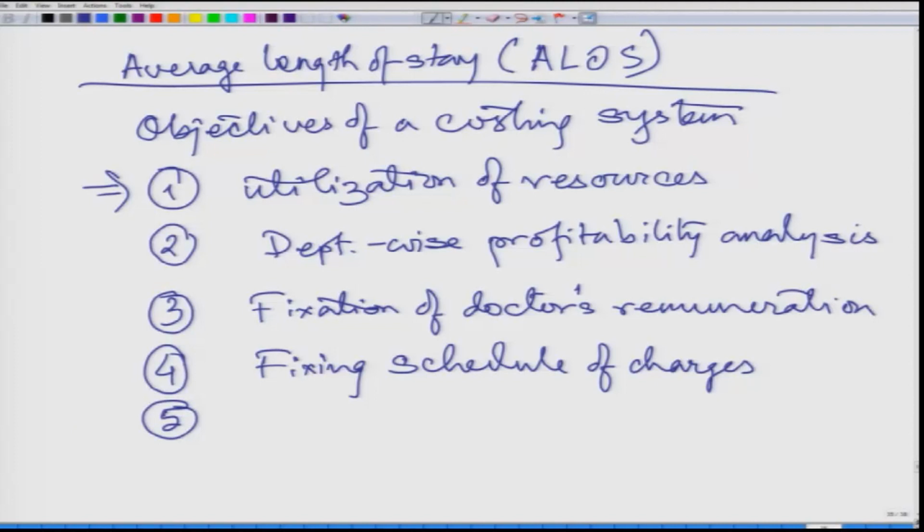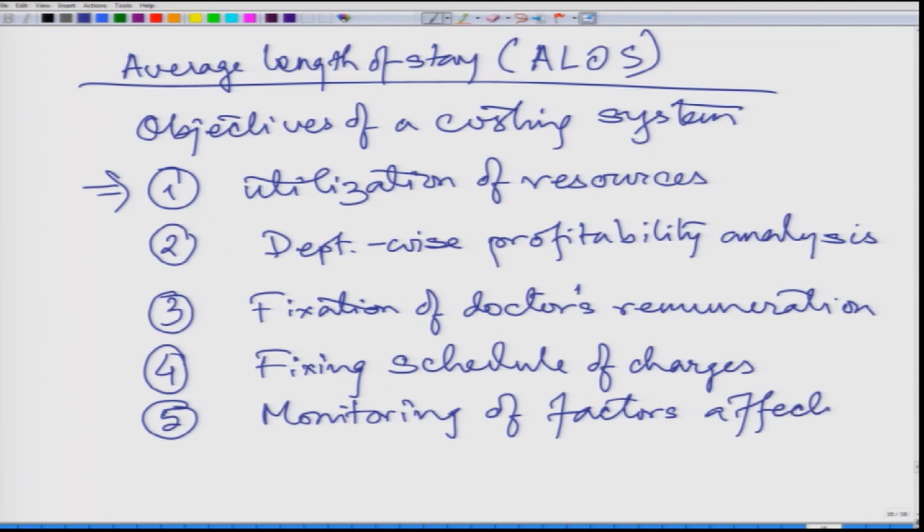Number five is monitoring of factors affecting pricing. Once a very senior hospital administrator told me a story that in a hospital it was being observed that in a particular bed, whoever was coming was choking to death.